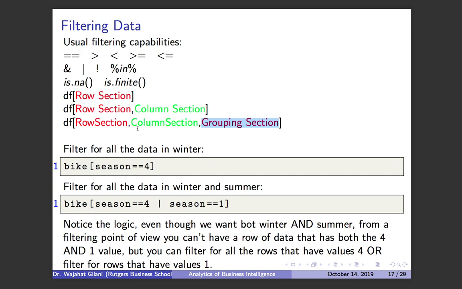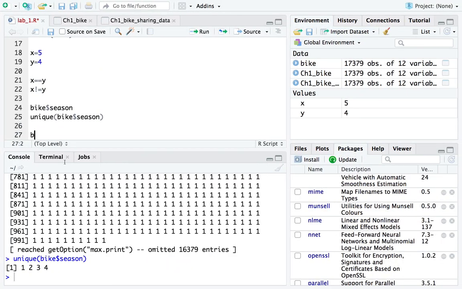So I want to filter the rows by the value of a certain column. This is the row section. This is what I mean by the row section. When we are filtering, when we're taking a subset of rows based on its value in one or more columns, then we're using the first section. And this is why we do bike season 4 right here. Equals equals. Remember, we want it to be equivalent to 4.